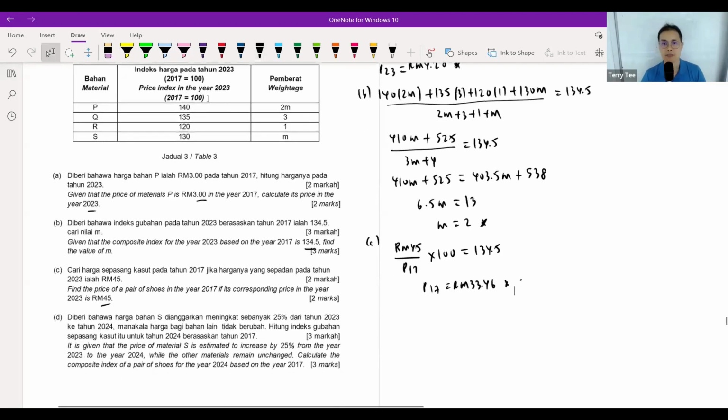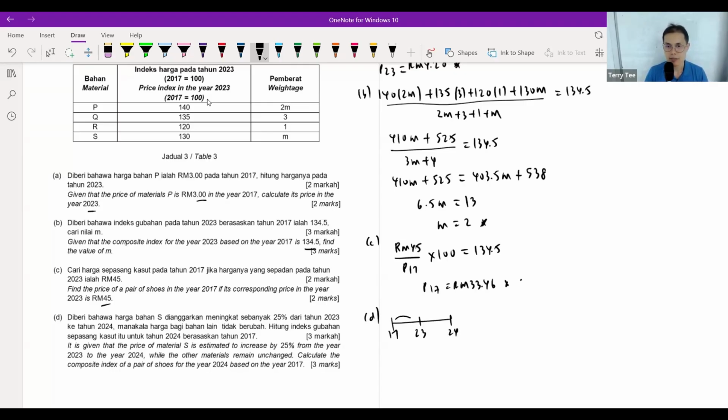D. Let me move up. If it is given that the price of material S is estimated to increase by 25% from the year 2023 to 24, other material remains unchanged. Find the composite index for 24 based on 17. Okay, from 23 to 24, this is 17, this is 23, this is 24.